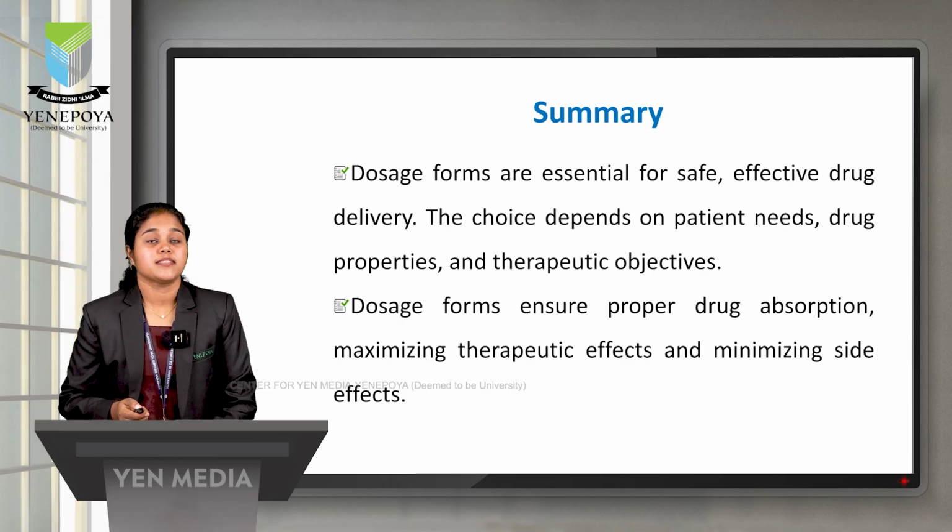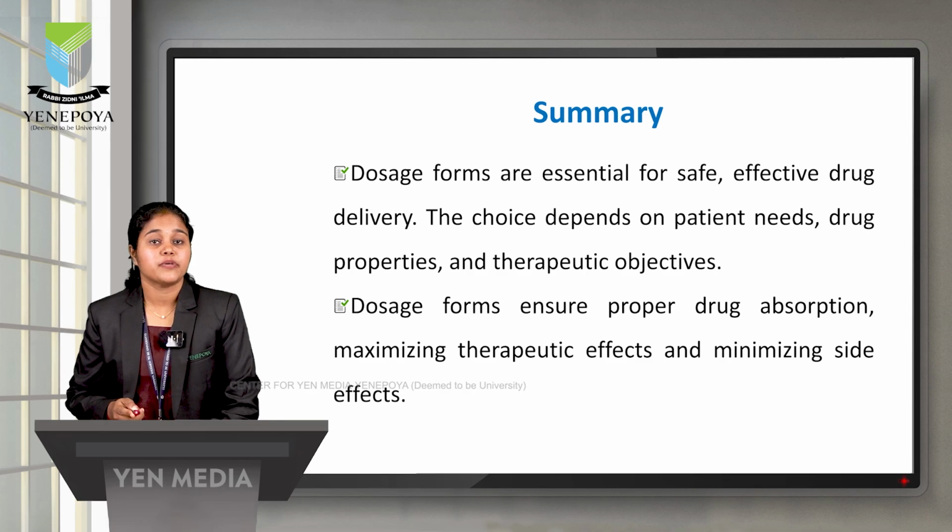Coming to the summary, I will conclude that dosage forms are essential for safe, effective drug delivery. The choice depends on the patient needs, drug properties and therapeutic objectives. Dosage form ensures proper drug absorption, maximizing the therapeutic effect as well as minimizing the side effects. So these are the main motto of the dosage form. We have to enhance the therapeutic effect and minimize the side effects.